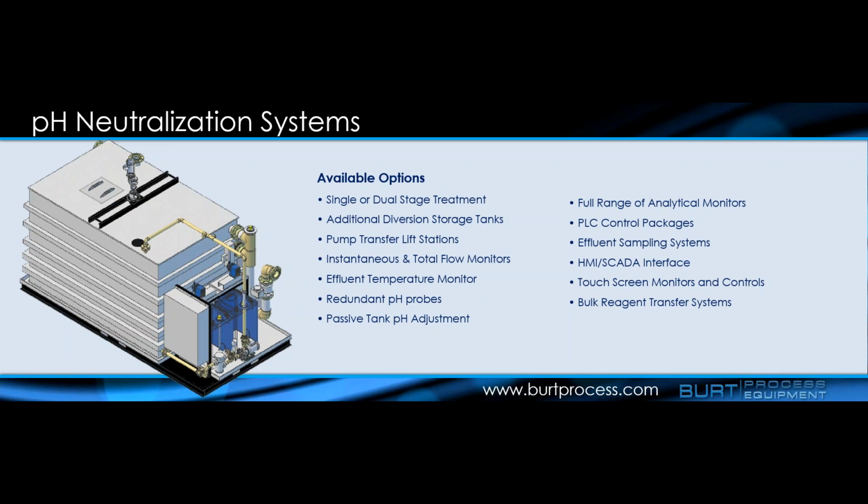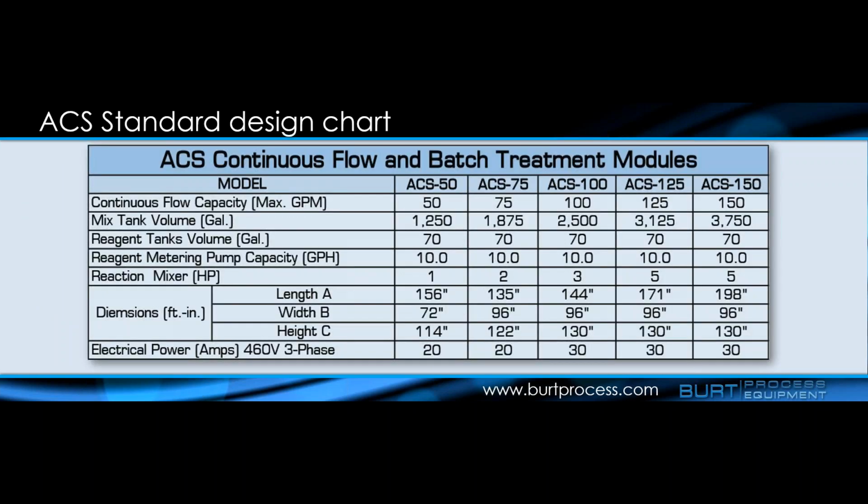As well, these come standard with a full PLC system, which can then talk BACnet or Ethernet into a building BAS system or a SCADA-based interface as well. Standard models for these range from 50 GPM up to 150 GPM, and they're all standard 20 or 30 amp 460 volt 3-phase. And as for tank capacity, these things do get pretty big. An ACS 150 is going to have a 3,750 gallon tank to achieve that high level of residence time and still have that built-in freeboard capacity for these systems.